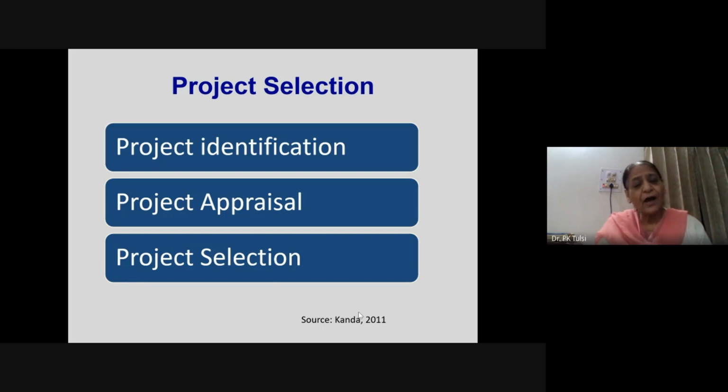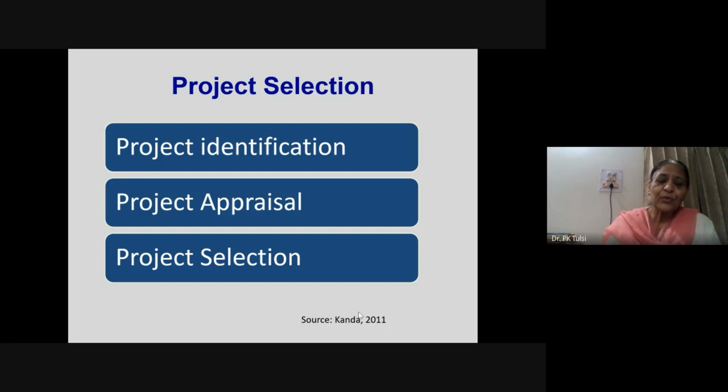Then, if there are competing project proposals for any problem, the project selection has to be carried out on the basis of the appraisal which has been done, and maybe you need to prioritize which project needs to be undertaken. So, project selection, if there are competing project proposals for a given problem.